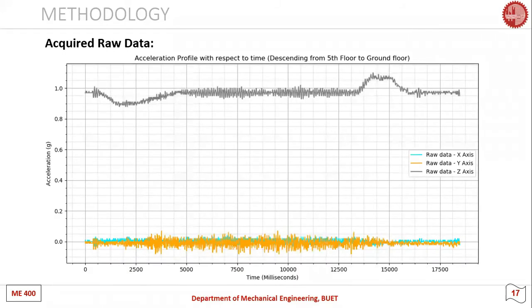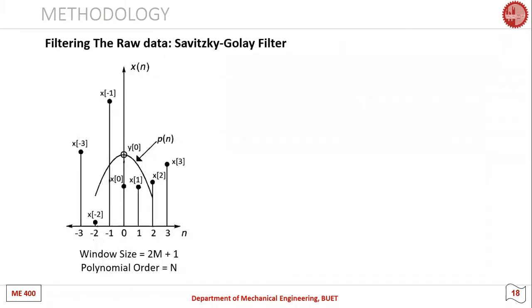When we plot the acquired raw acceleration data, we can see that there's too much noise. Therefore, we have to use an appropriate filter to find any distinct acceleration profile from the readings. We have used 2 filters in our study.